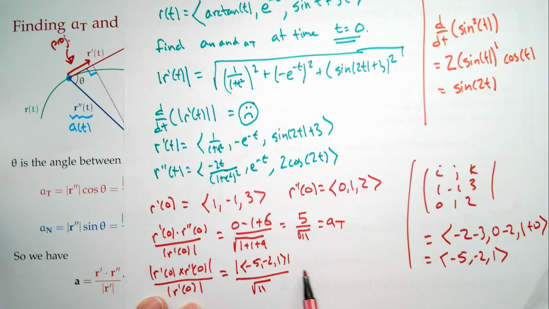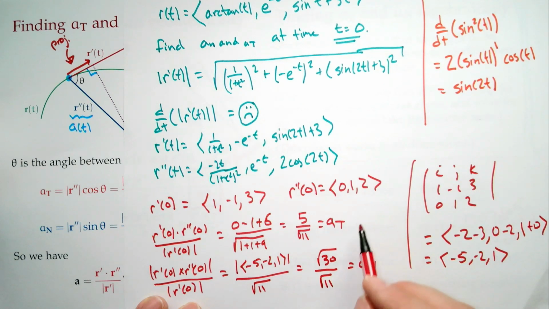did, that's square root of 11. So upstairs it's the square root of 25 plus 4 plus 1. That's the square root of 30. Downstairs it's square root of 11. And now we have that's a sub n. And I should specify these are at 0.